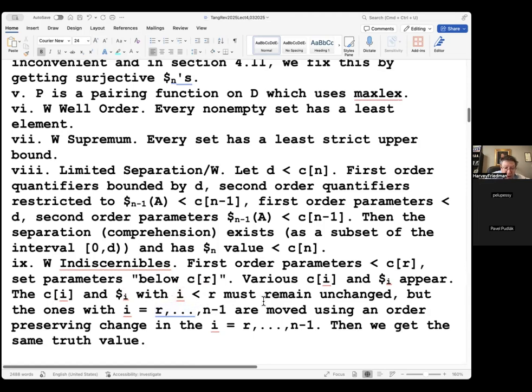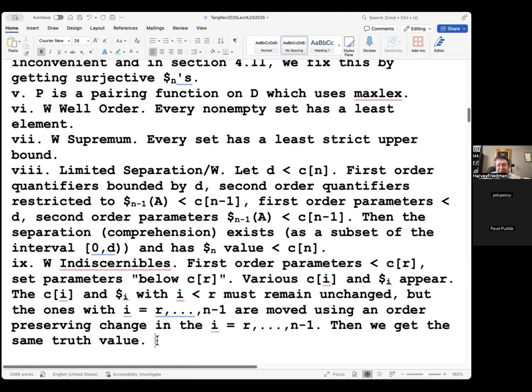And the I minus R must be, and we're going to move these subscripts or indices in an order theoretic way, in an order preserving way. The indices R through n minus 1 are going to be moved in an order preserving way. And all the ones below are going to stay the same, and these parameters are going to stay the same, of course. Then we get the same truth value. This is the right kind of indiscernibility. See, indiscernibility gets a little more involved when you talk about second order, but it has to be done right.